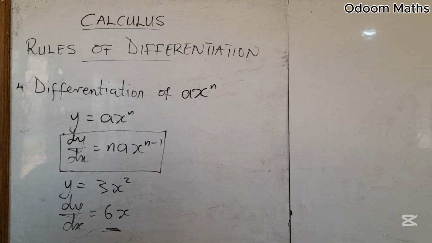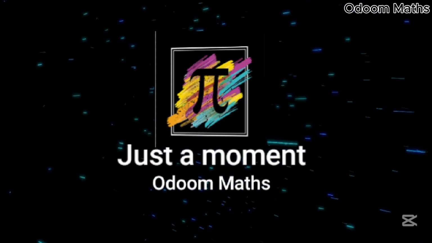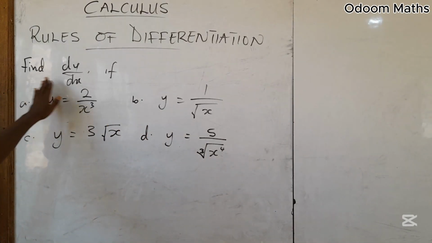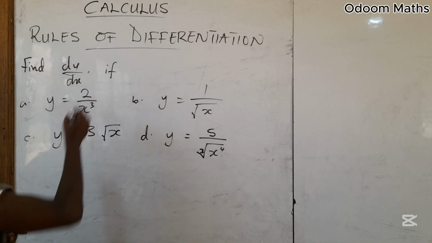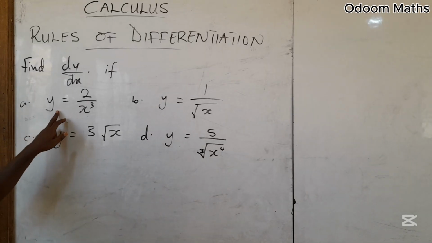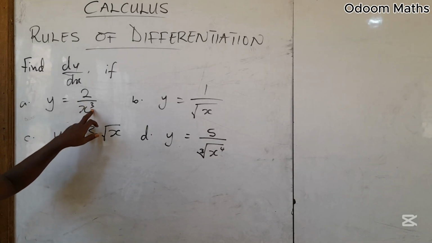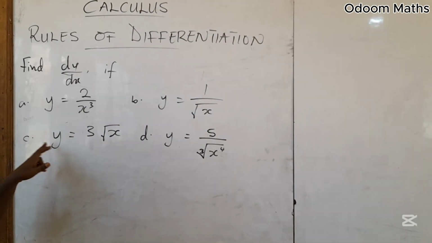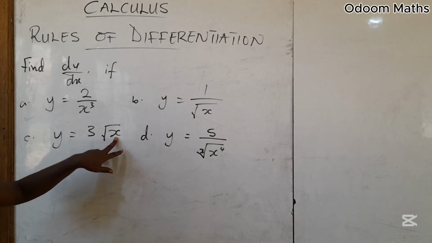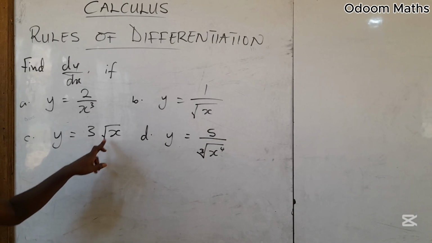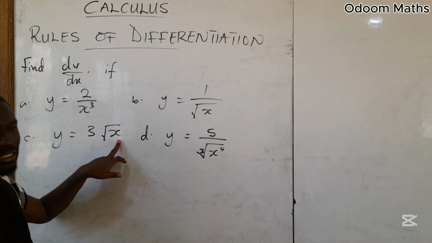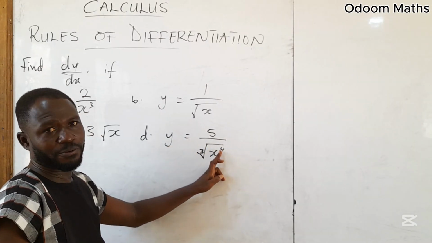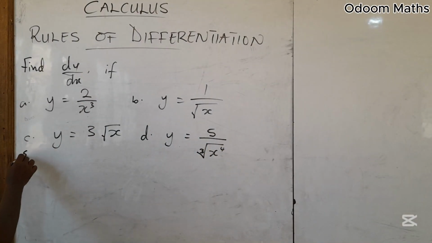Okay, let's look at another example. Now let's look at these examples. Find dy/dx if a, y is equal to 2 over x cubed, b, y is equal to 1 over square root of x, c, y is equal to 3 root x. Please, this is not cube root, this is 3 times square root of x. Then d, y is equal to 5 over cube root of x to the power 4. Okay, so let's take them one after the other.